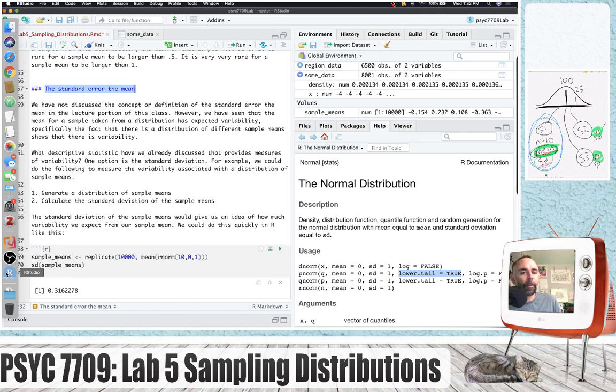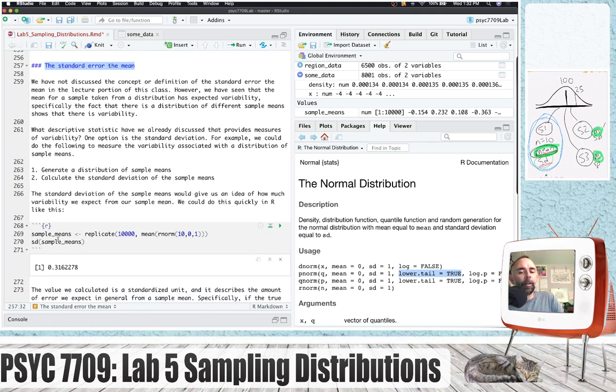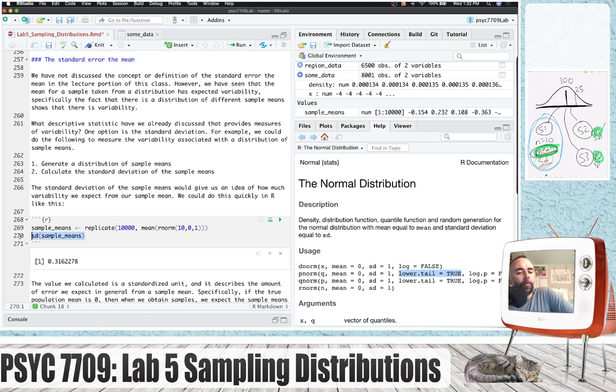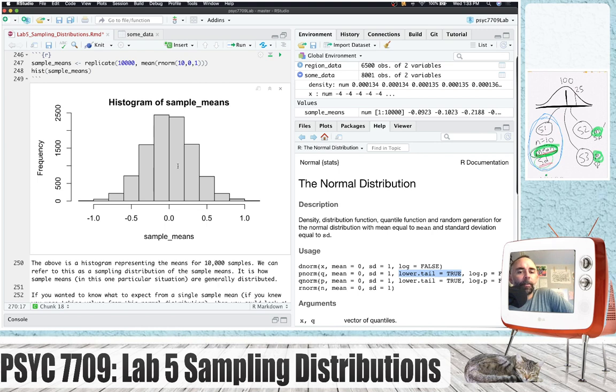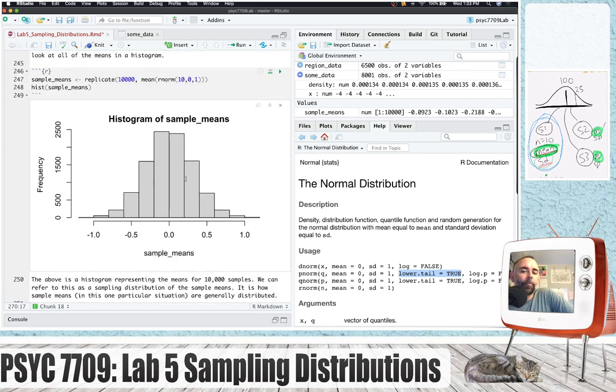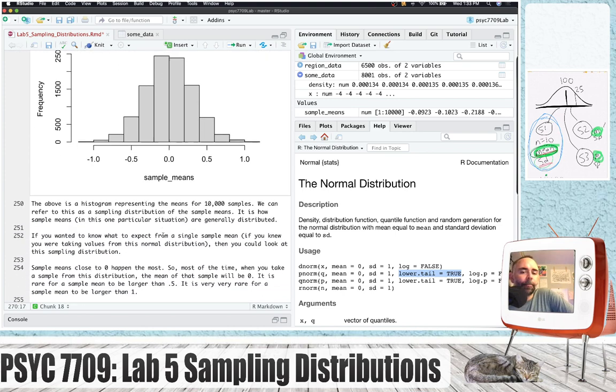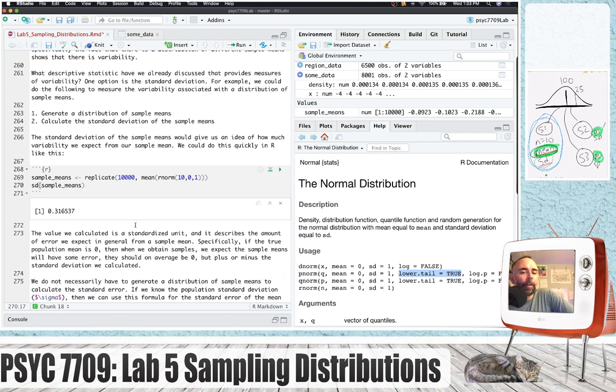We do it two ways to compare them. First of all, I just use R to calculate the standard deviation of the sample means that I generated. And here we get 0.316. So that's the standard deviation of the data that went into this graph. And that 0.316 sounds about right. So one standard deviation would be about here, and another standard deviation would be about here. So it's probably about right, but it's not an analytic solution.